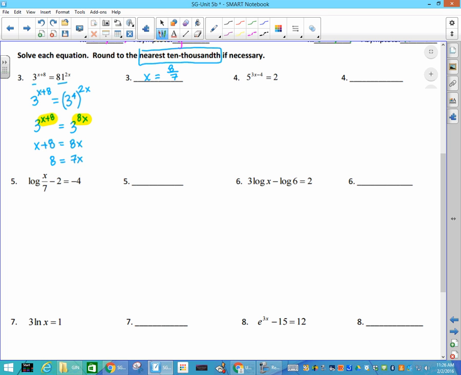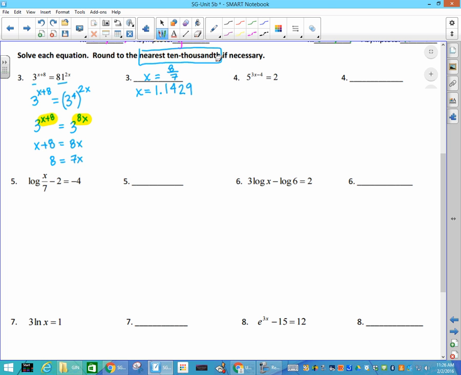Now, if you want to pick up your calculator and give me the decimal approximation for that, then you're going to say that x equals 1.1429. Okay, and that's what it would be as a decimal rounded to the nearest 10,000th. So those are the two answers that are acceptable.